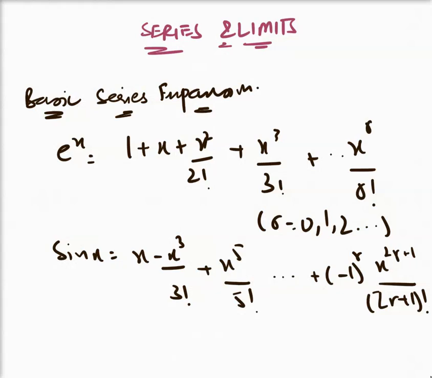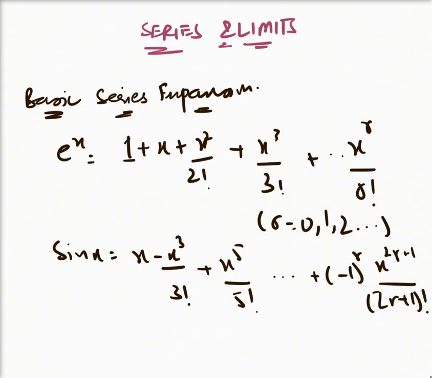To the further maths lecture series, and today we will be covering the topic of series and limits. Now these are some of the basic expansions that are given to you. e^x is equal to 1 plus x plus x squared over 2 factorial plus x cubed over 3 factorial, and similarly it goes on. The series is x^r divided by r factorial.